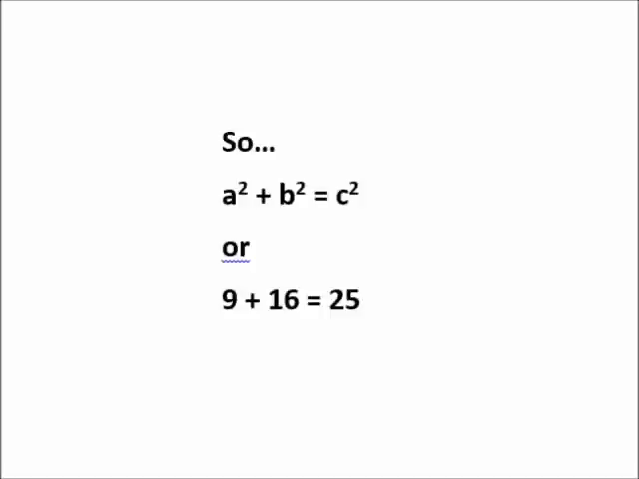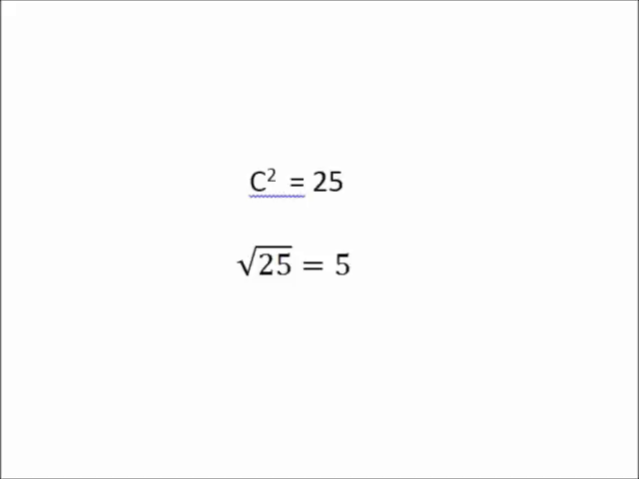And here's the math. So we had 3, square that, we make 9. The other side was 4, we square that, we make 16. Add those two together, we get 25. So after doing all of my calculations, I find out that c squared is 25. Now to get the length of the hypotenuse, I just need to know the square root of 25, which happens to be 5.